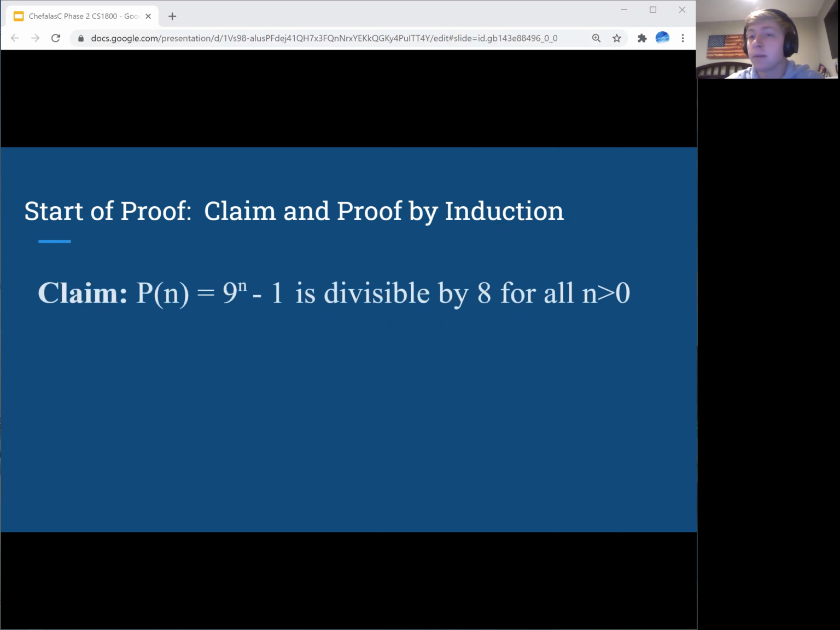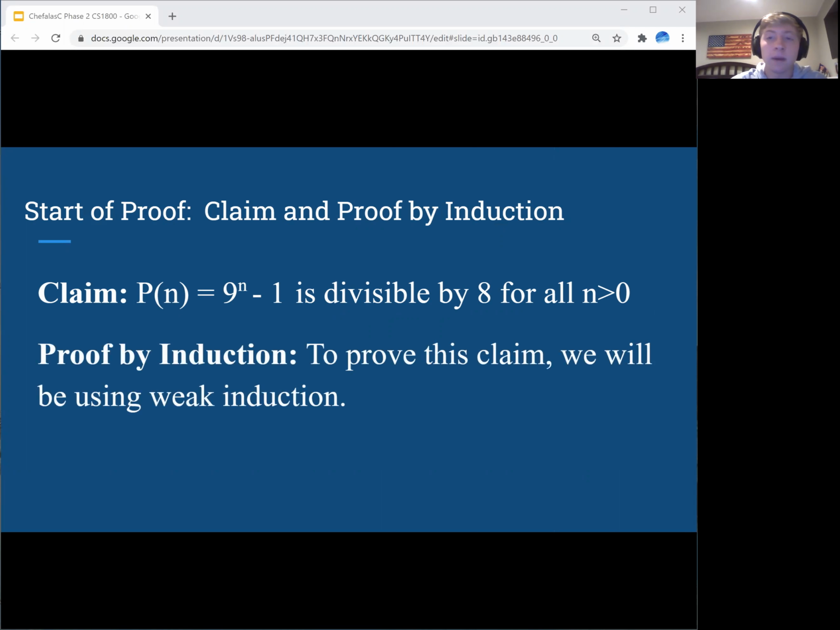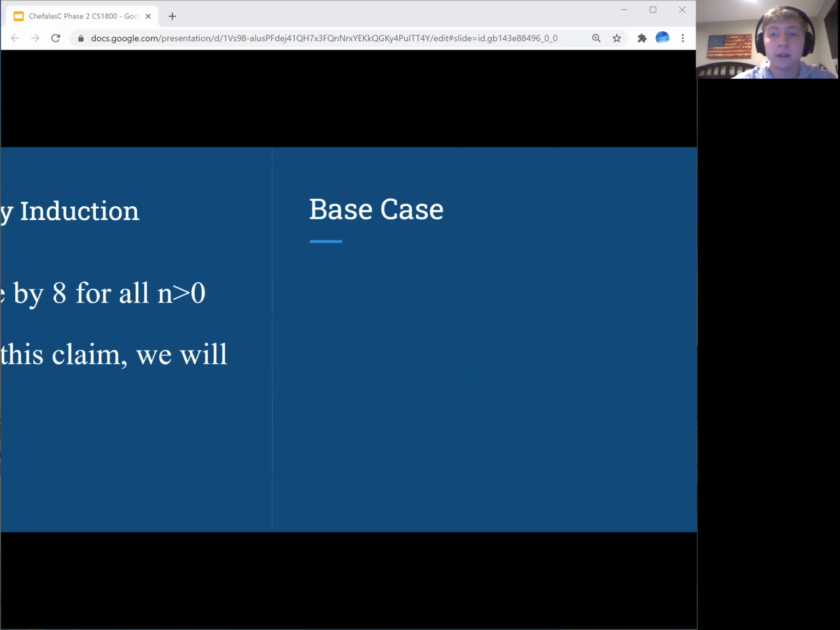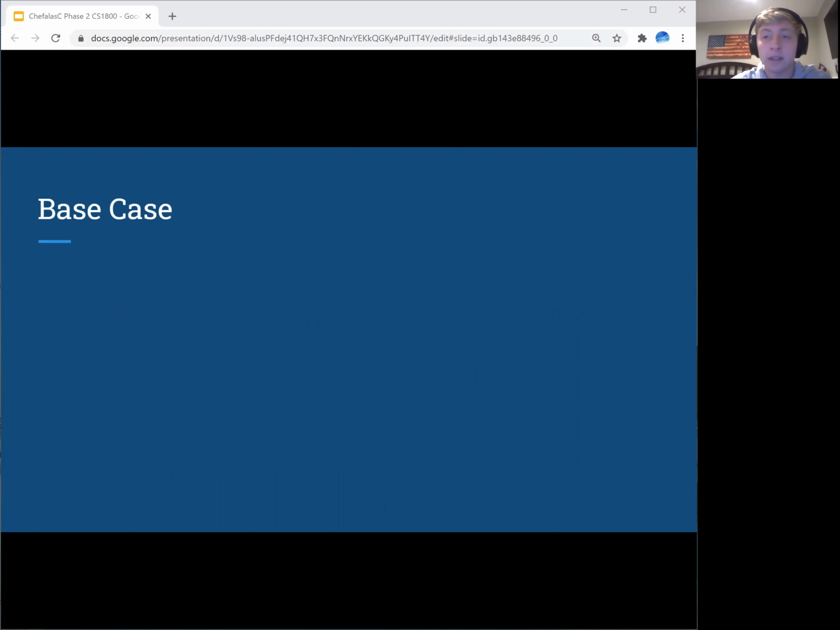Now we begin our proof by weak induction. At the beginning of our proof, we first state our claim as P(n) says that 9 to the n minus 1 is divisible by 8 for all n greater than 0. Then, to let the audience know what method we are using, we will say that we're proving our claim with weak induction. Now we will state and prove our base case.